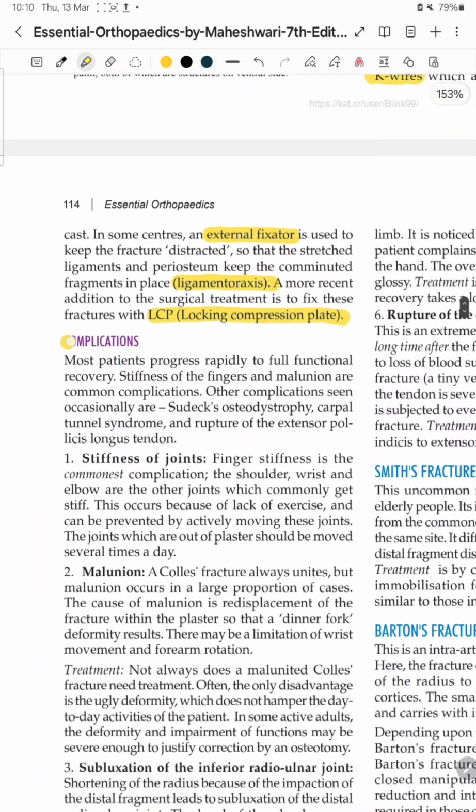Lastly, we have the complications of Colles fracture. Most patients progress rapidly to full functional recovery. Stiffness of the fingers and malunion are common complications. Other complications seen occasionally are Sudeck's osteodystrophy, carpal tunnel syndrome, and rupture of the extensor pollicis longus.